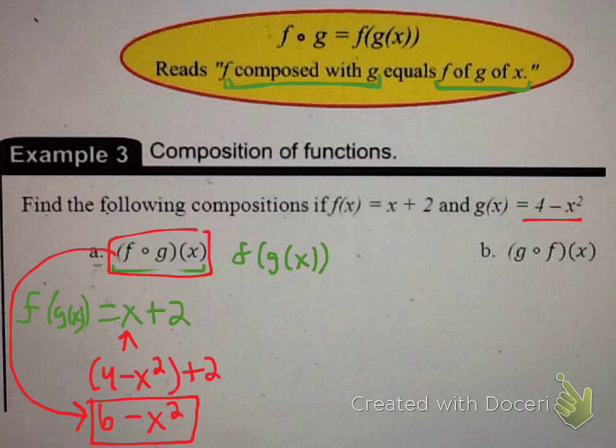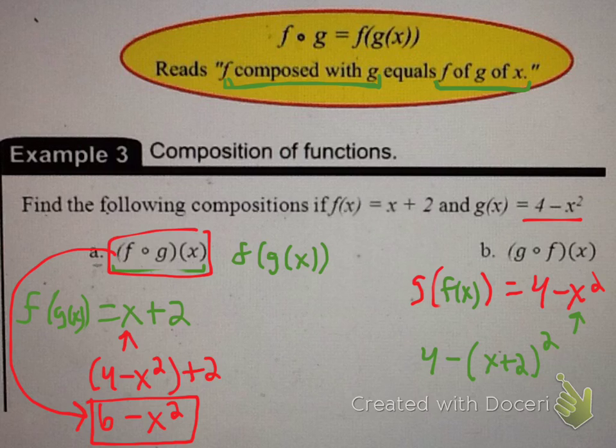Let's flip it around and do g o f, or g of f, or g composed with f. I take g of x, which is equal to 4 minus x squared, and now I'm going to substitute f of x in anywhere I see an x, so right there. So that would be 4 minus x plus 2 squared. And then you have to simplify.